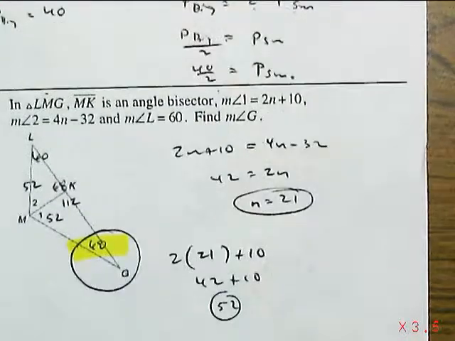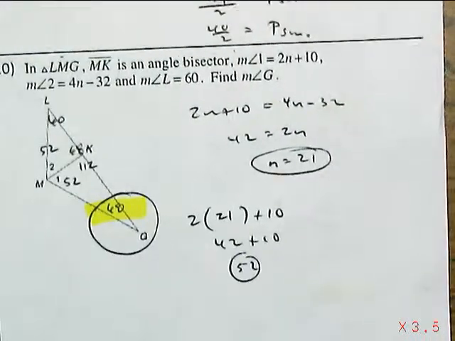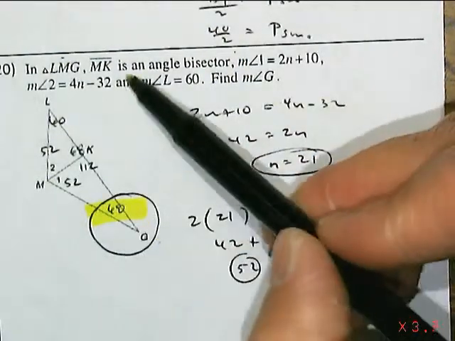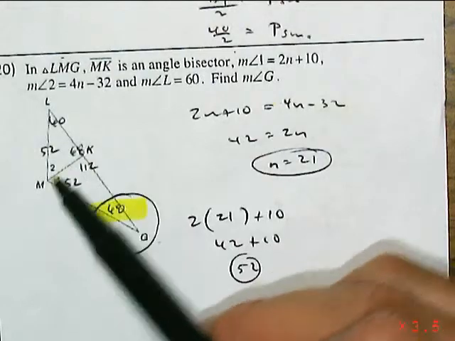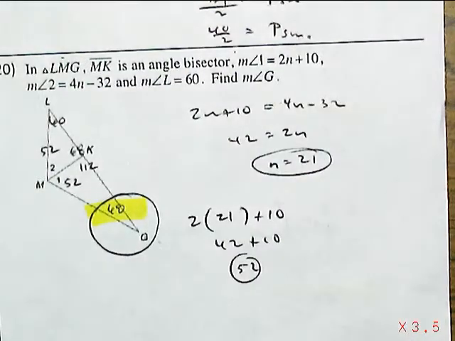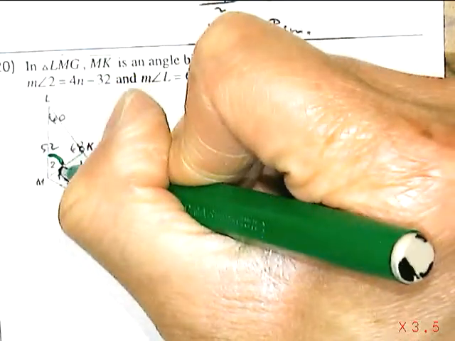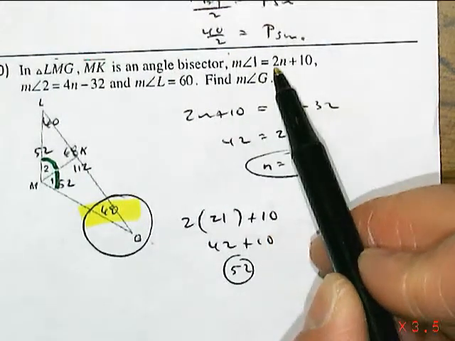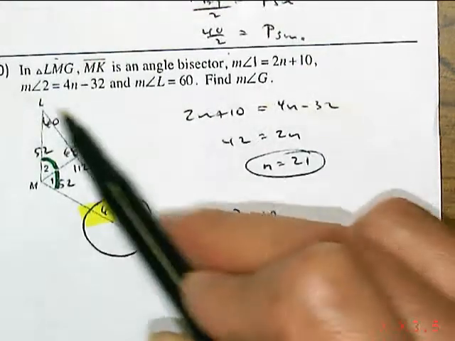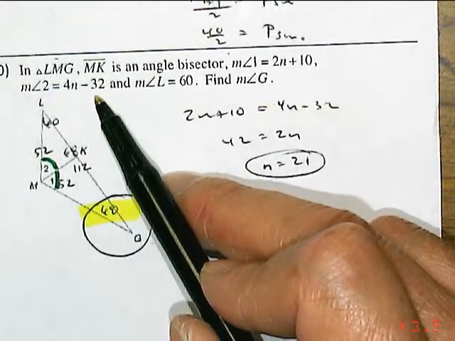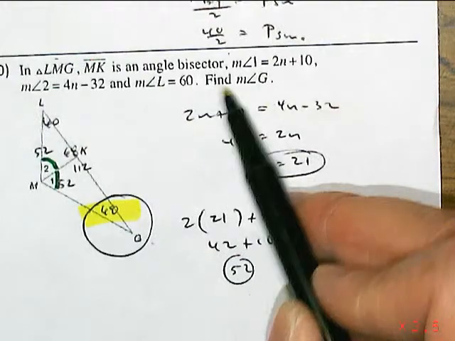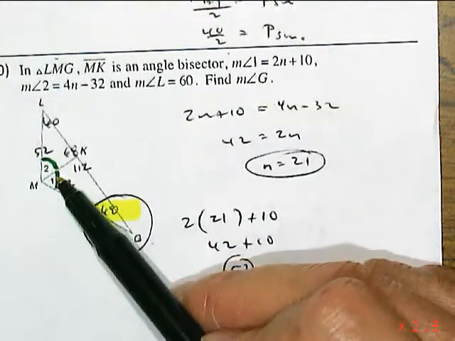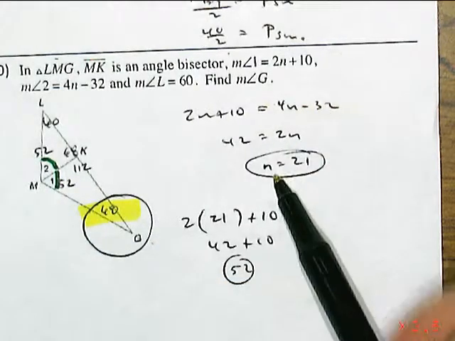And the last question. In triangle LMG, MK is the angle bisector. So that automatically tells me angles 1 and 2 are congruent. You can put those marks there. If the measure of angle 1 is 2n plus 10, and the measure of angle 2 is 4n minus 32, and the measure of angle L is 60 degrees, find the measure of angle G. Well, I know that 1 and 2 are congruent because it's an angle bisector. I solve for n equals 21.